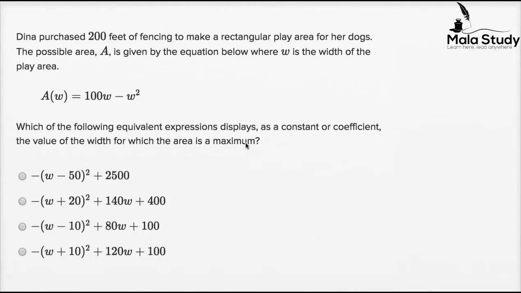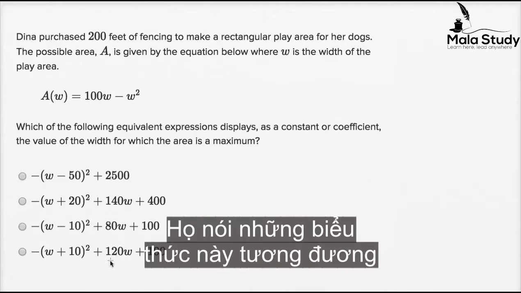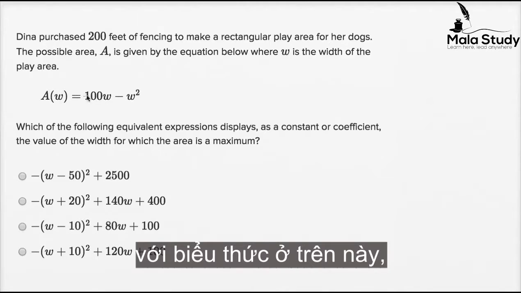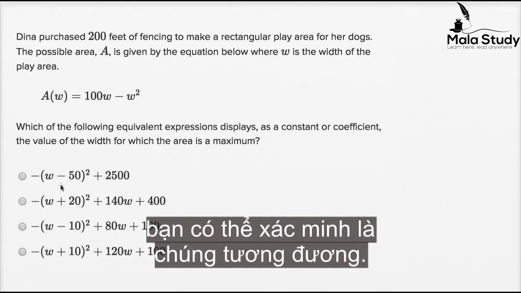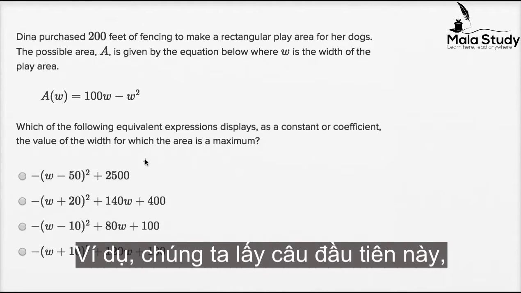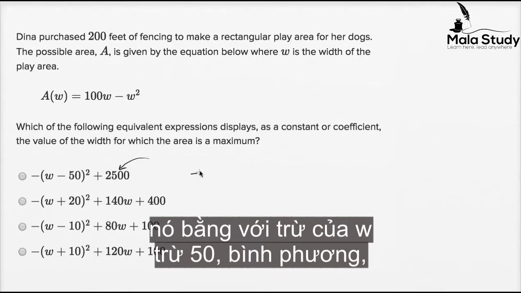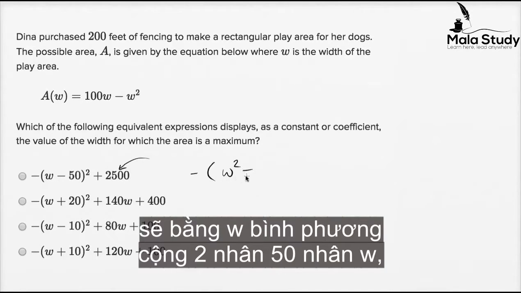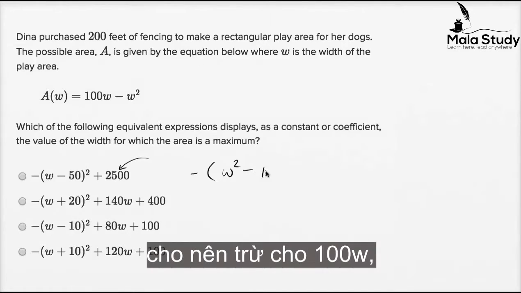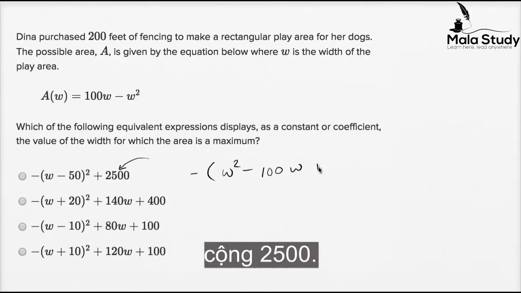So that's an interesting way that they phrased it, but they're saying that these are all equivalent expressions to this thing up here. And you could verify that they're equivalent expressions. We could take, for example, this first one right over here. This would be the same thing as negative, let's see, (W minus 50) squared is W squared minus 2 times 50 times W, so minus 100W plus 2500.